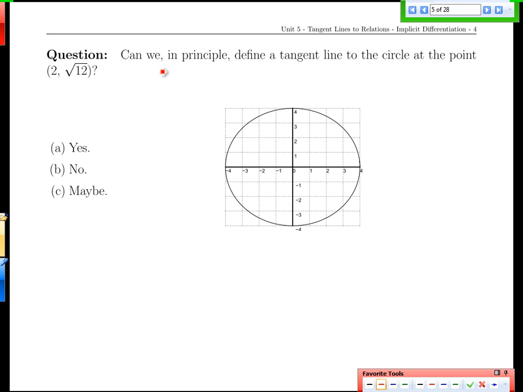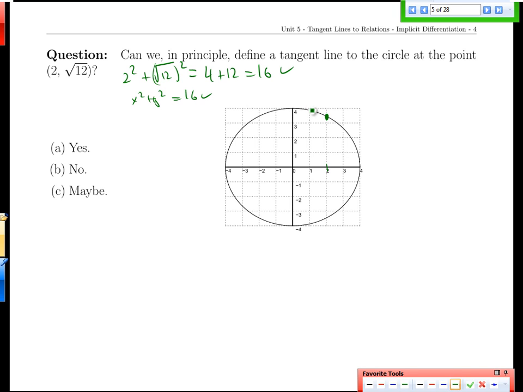Next question is whether we can, at least in principle, define a tangent line. So we don't know how to calculate it yet, but does one exist? Well, if we take a look at the point (2, root 12), just confirming that it's actually on the circle, we have 4 plus 12, which is 16. So x squared plus y squared equals 16. That's good. We are on the circle. So that would be our point there.